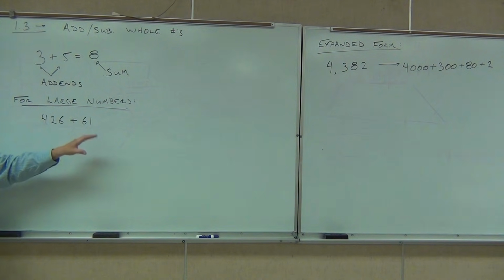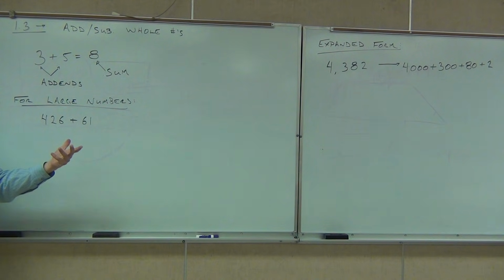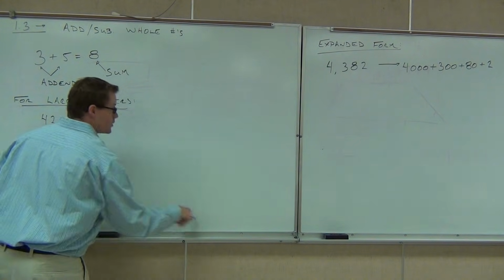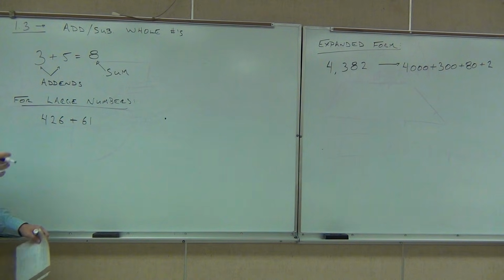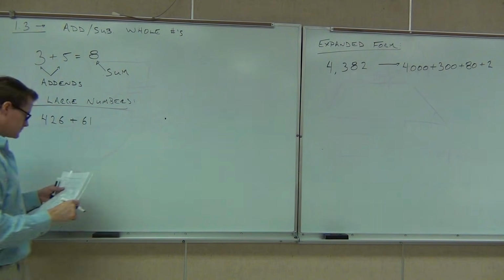Have you ever set up adding large numbers before? How do you do it? Bigger numbers usually on top. Usually. Does it really matter? Not really. Whatever's easy. We typically set this up vertically. So in our notes here, we're going to put this down. When we are setting up addition of large numbers, we're going to line up the numbers vertically.